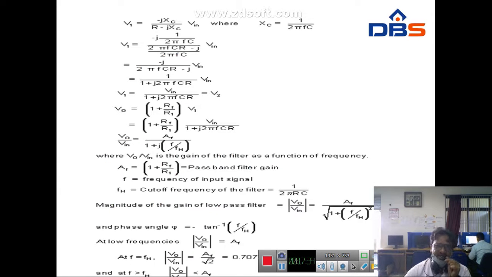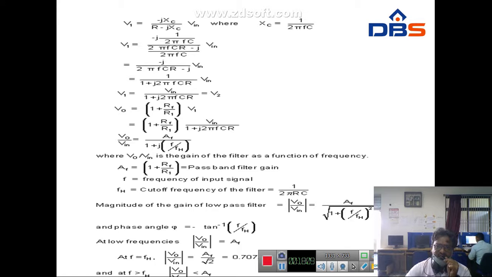Here we have the equation for V1 by using the voltage divider rule: V1 is equal to minus jXC by R minus jXC, times Vin, where XC is equal to 1 by 2 pi FC. The j term is equal to the square root of minus 1, and minus jXC is equal to 1 by j 2 pi FC.